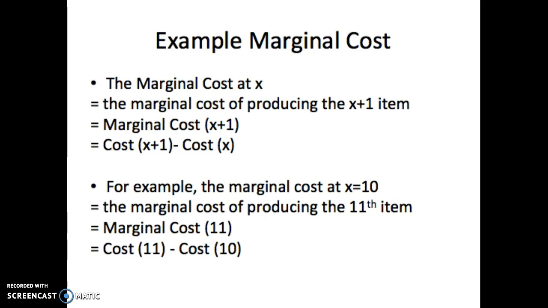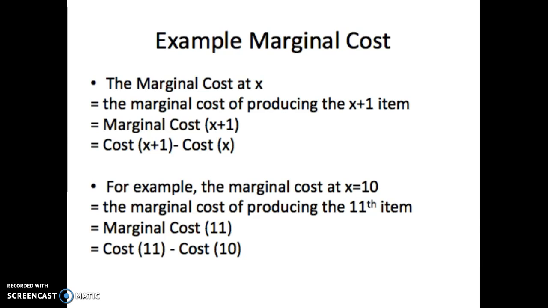So to make it really precise, for instance, with marginal cost, the marginal cost at x is the marginal cost of producing the x plus first item. We write that down as marginal cost of x plus 1. And the formula that you use to compute it is the cost of x plus 1 minus the cost of x.